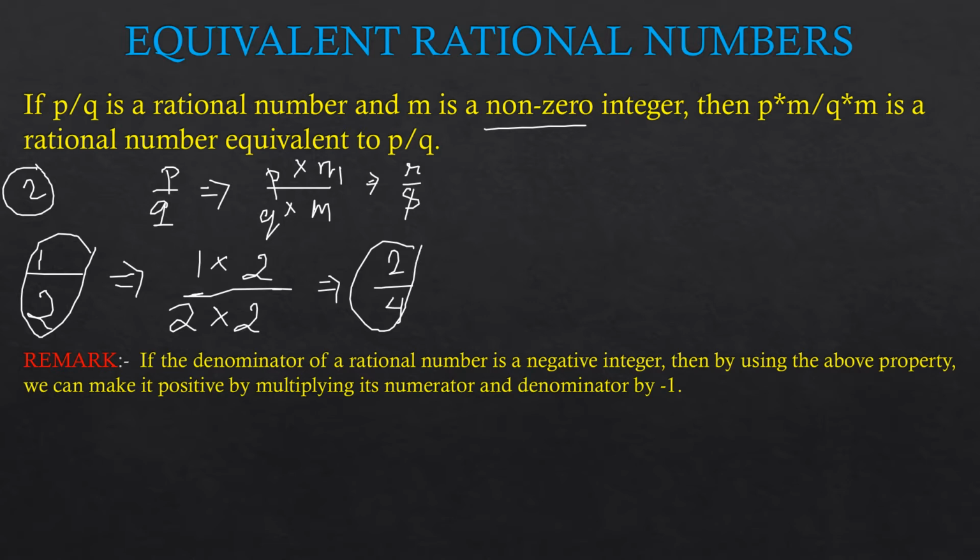And we are saying this 1 by 2 is equivalent to 2 by 4. How are we saying this? Because if we reduce this, it will be equal to 1 by 2.